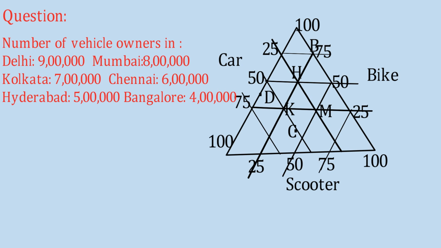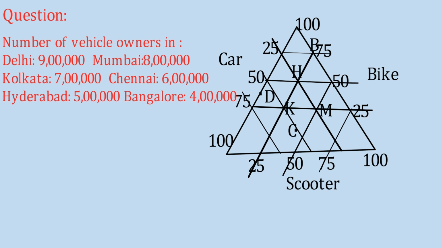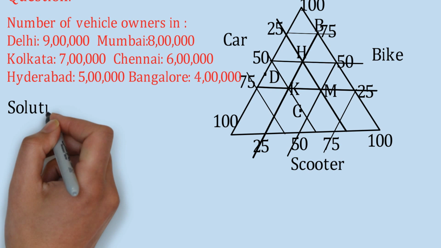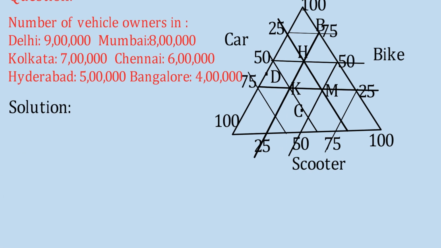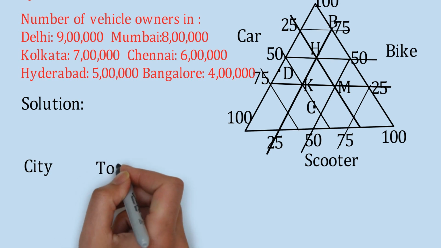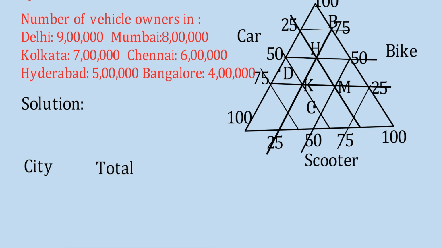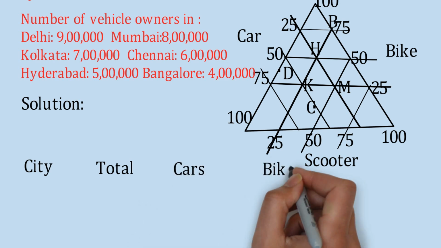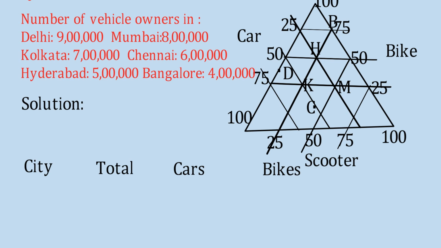This is what the question is all about. Before we proceed to see any further questions under this, we need to know the exact number of car, bike and scooter owners in individual cities. So how can we find this? Let us write the city one by one, the total vehicles in this, the number of cars, the bikes and the scooters.